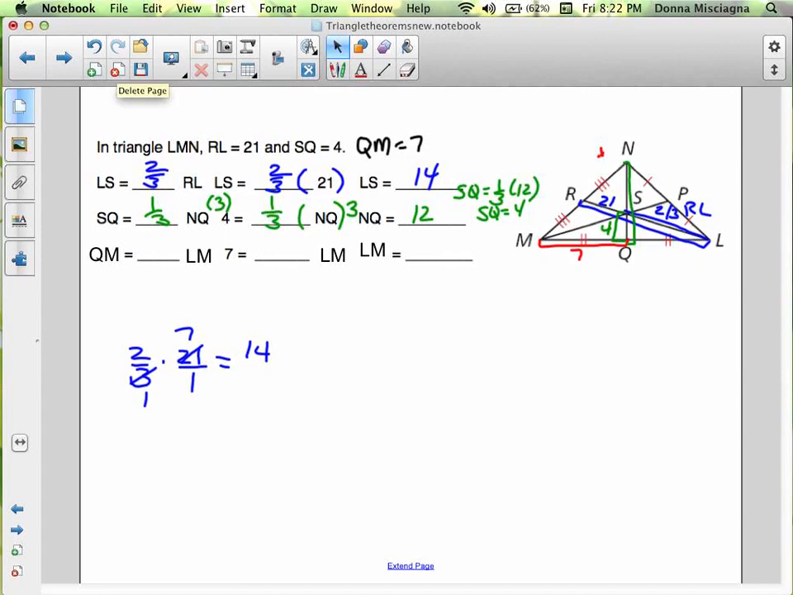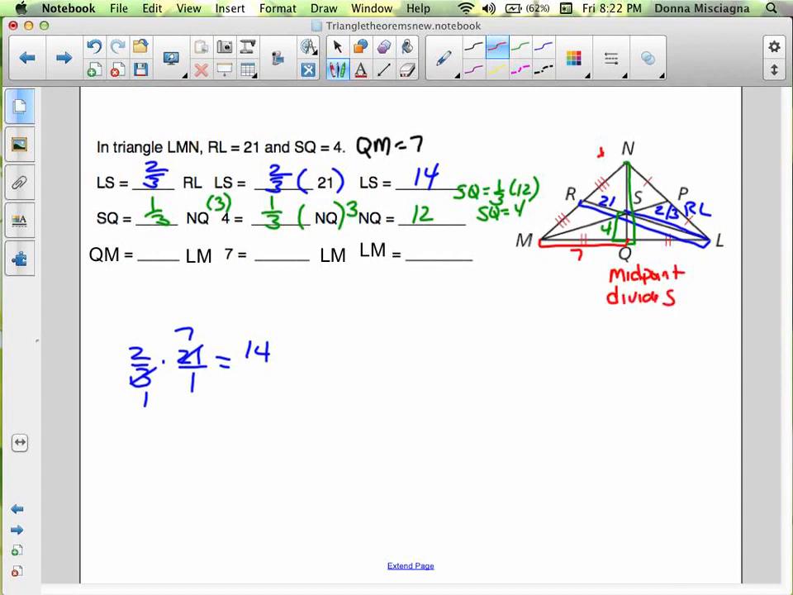And then the last one that we're looking at here is QM. QM is equal to how much of LM? Remember, Q here is a midpoint, and it divides LM into 2 congruent segments. I was going to say pieces, but I kind of like the word segments better. And it even has it up there on the problem. All right, so that means QM is half of LM.